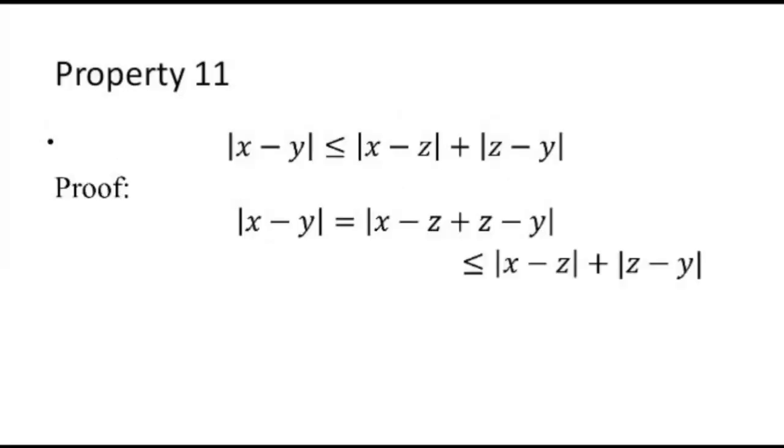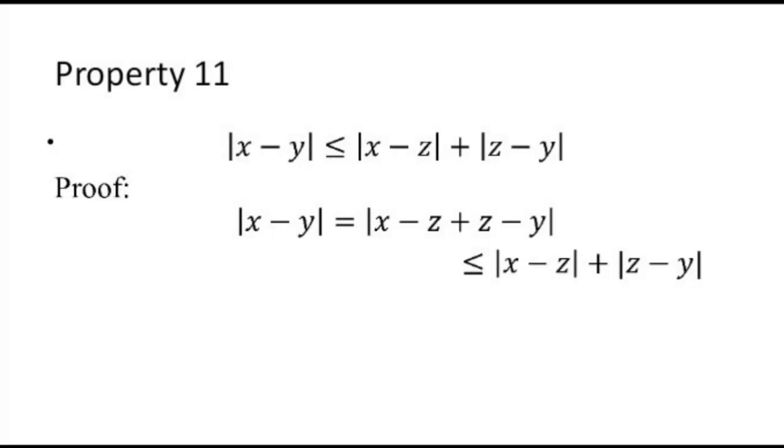Property 11. The absolute value of the difference between x and y is less than or equal to the absolute value of the difference between x and z, plus the absolute value of the difference between z and y. This is an extended version of the triangle inequality. It tells us that the direct distance between two numbers is always less than or equal to going through a third number. Imagine 3 points on a number line, x, y, and z. The distance from x to y directly is always less than or equal to the distance from x to z, plus the distance from z to y.